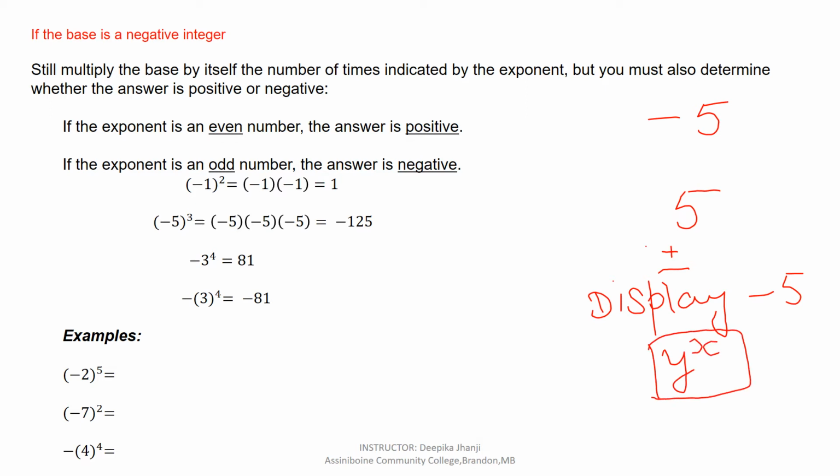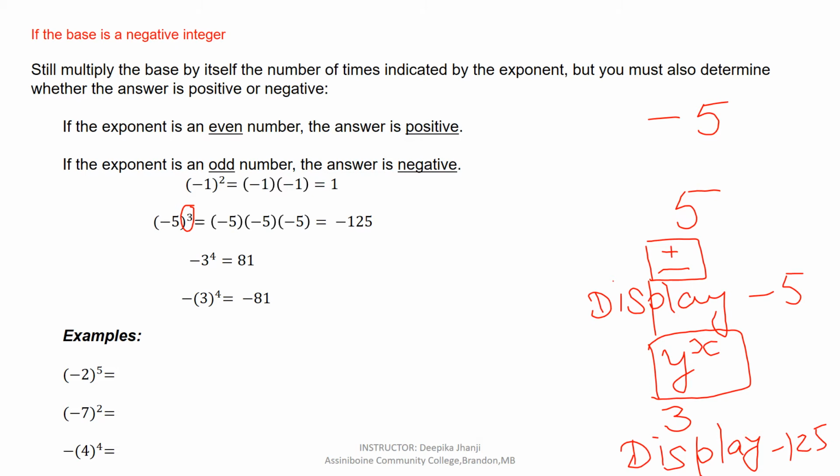I'm going to highlight the features, and then you input y raised to power x. Now it's time to input the power, the exponent. If the exponent is 3, input 3 here, and then your screen will display -125. So this is how you calculate using a calculator.